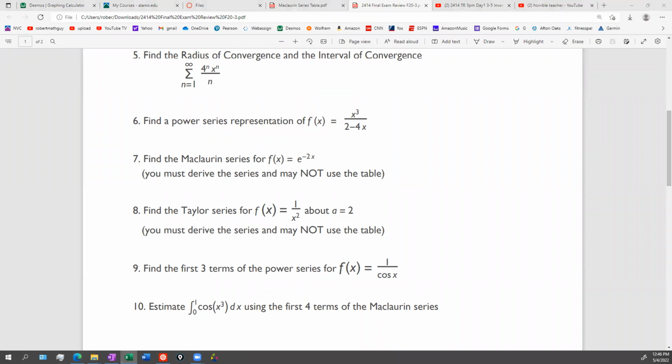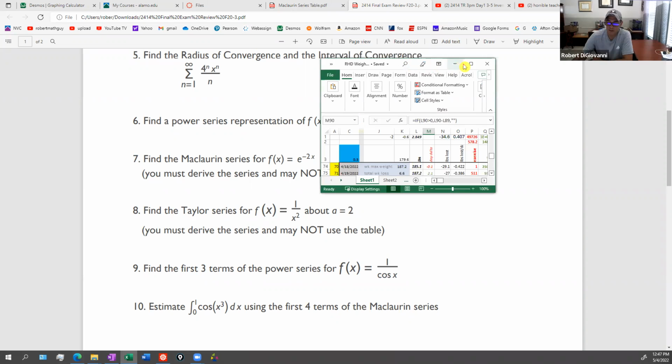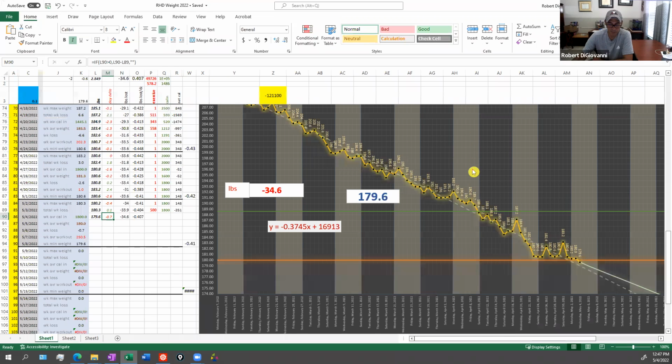No. He looks like somebody that weighs 175 lean. Oh, good guess. Here it is. This is my weight today. 179.6 is my weight today. My goal is 174. I like to be at 174.